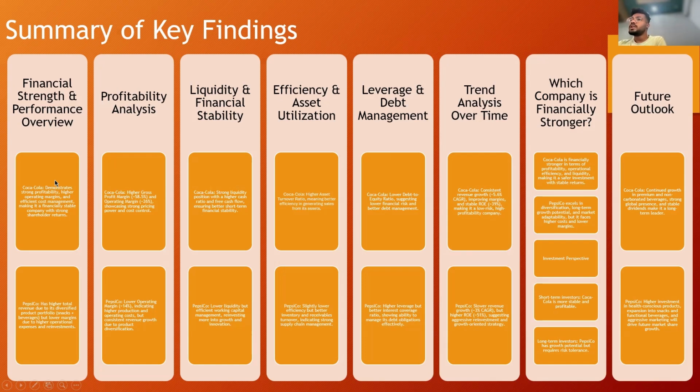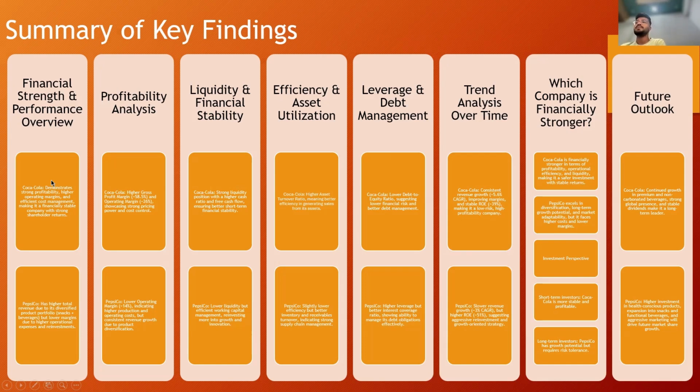Third, liquidity and financial stability. For Coca-Cola, strong liquidity position with a higher cash ratio and free cash flow, ensuring better short-term financial stability. For PepsiCo, lower liquidity but efficient working capital management, reinvesting more into growth and innovation. Fourth, efficiency and asset utilization. Coca-Cola has a higher asset turnover ratio, meaning better efficiency in generating sales from its assets. PepsiCo has slightly lower efficiency but better inventory and receivable turnover, indicating strong supply chain management.